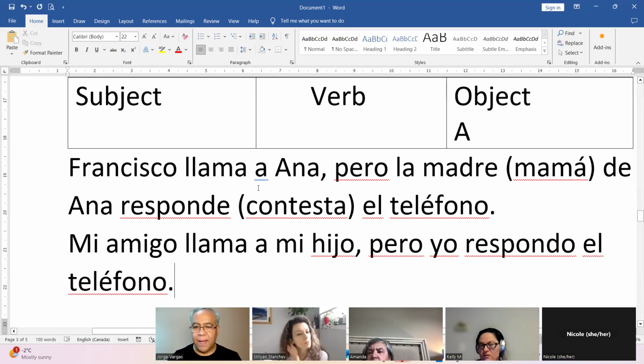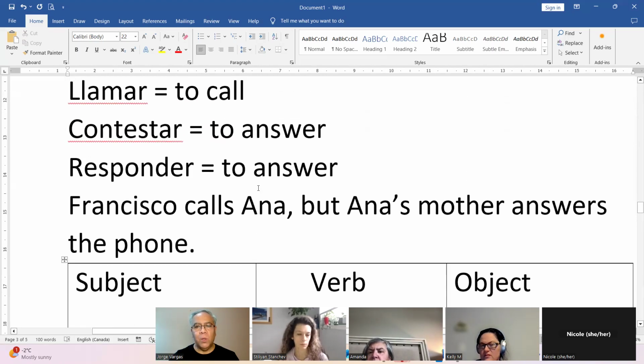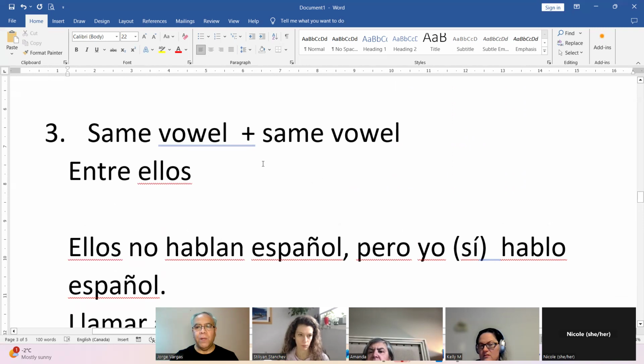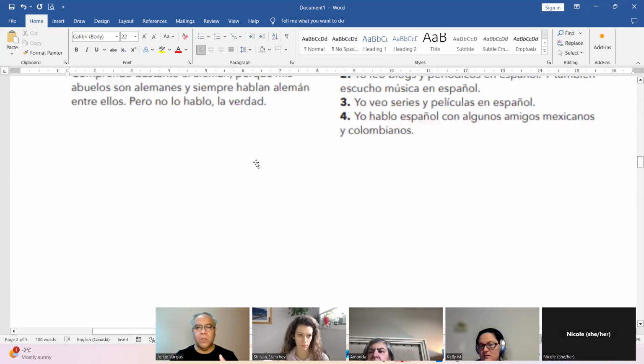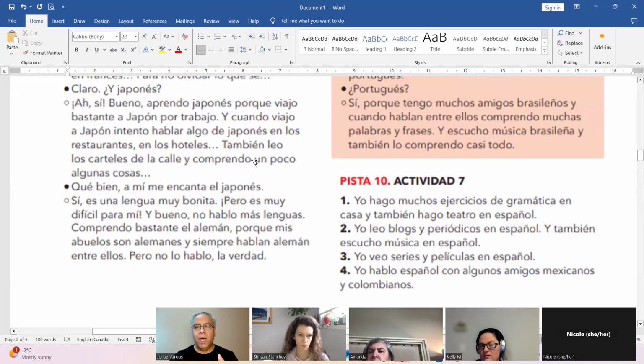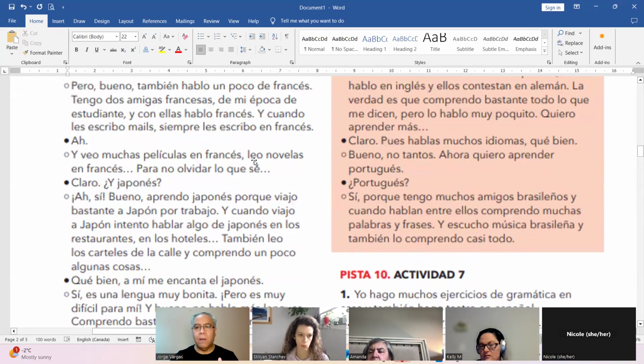Excelente. As I said, be patient because you'll get there. You'll get to the point of, yes, it's hard sometimes to remember that I'm not conjugating an AR verb. I'm conjugating an ER verb, but then you'll see the result.